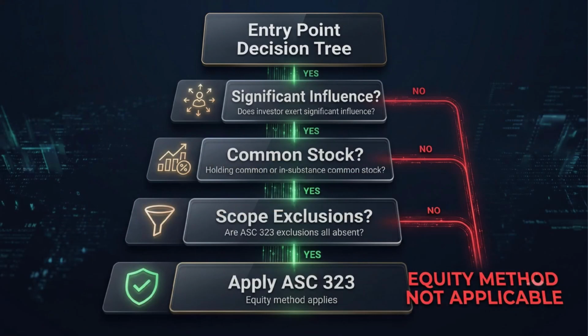Now bring the analysis together. Before ASC 323 can apply, two independent gates must be cleared. The investor must have significant influence, and the investor must hold common stock or in substance common stock with no applicable exclusion blocking the model. Significant influence is the policy gate. In substance common stock is the instrument gate. If either gate fails, the equity method does not apply at that stage. This decision tree is especially useful in complex instruments because it prevents us from jumping to the answer just because the ownership percentage or instrument label feels familiar.